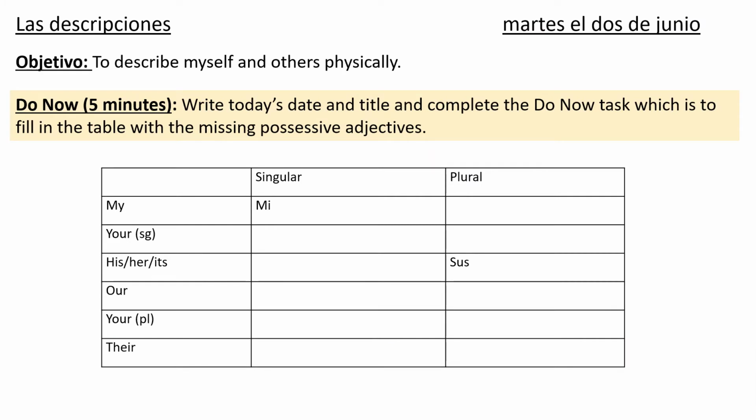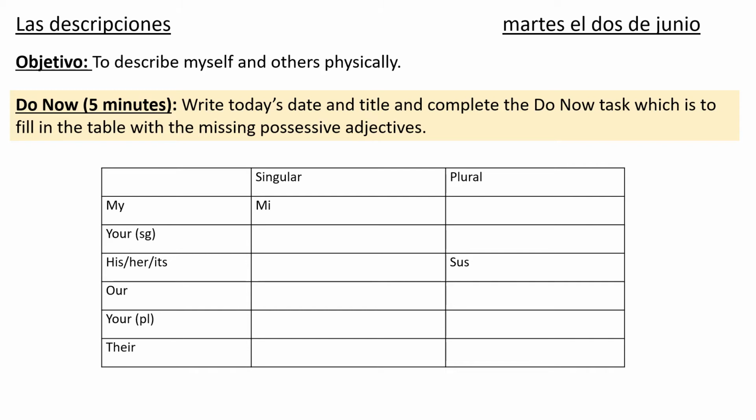Okay, escribí la fecha y el título, martes el 2 de junio y las descripciones. Underline the date and the title, and then write down your objetivo, to describe myself and others physically. Pause to do that now. Press play to move on to the do now.